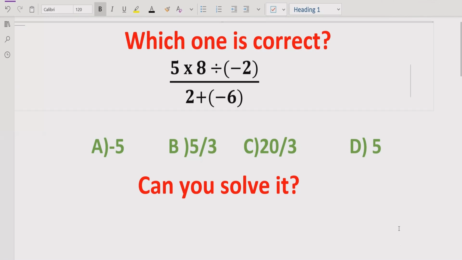Today we will solve another quiz related to an arithmetic expression which has the basic operations like plus, minus, divide and multiply. So this expression basically contains all the basic operations. We have to solve this expression and find out which answer is correct.